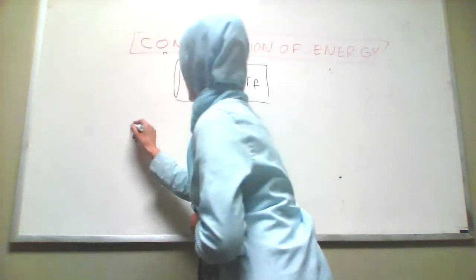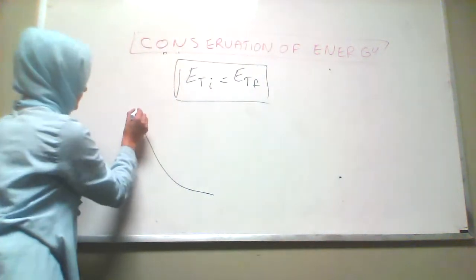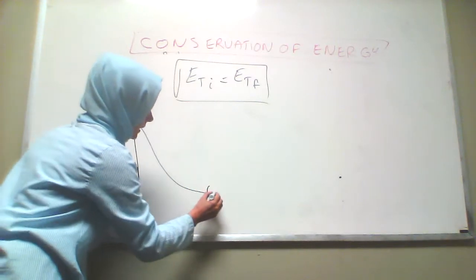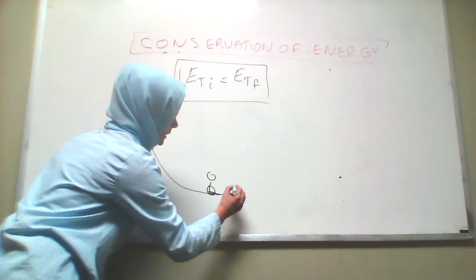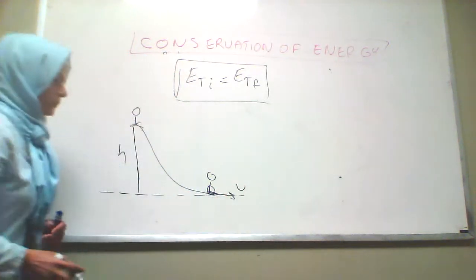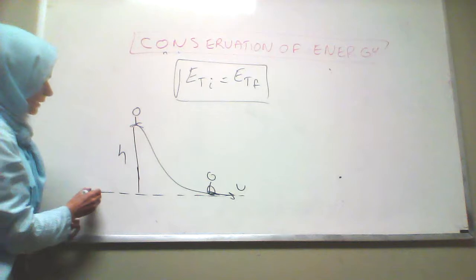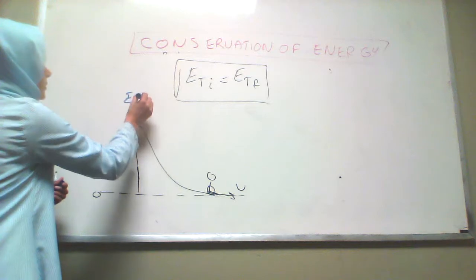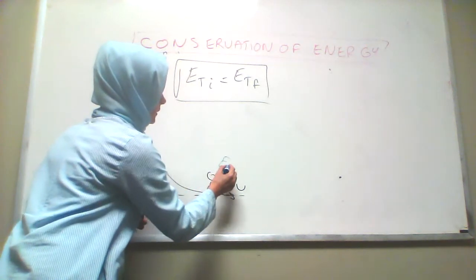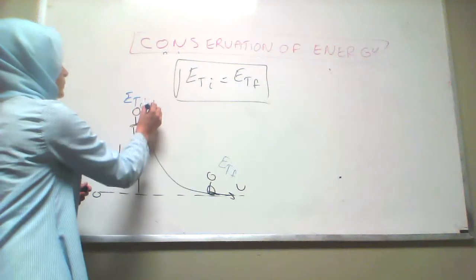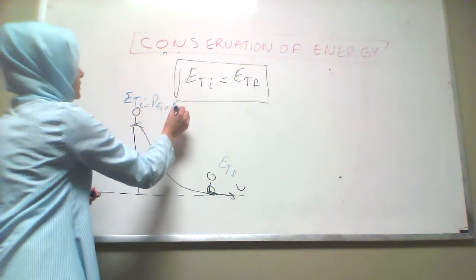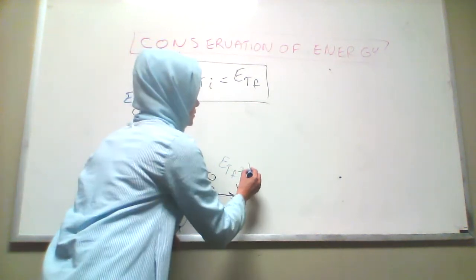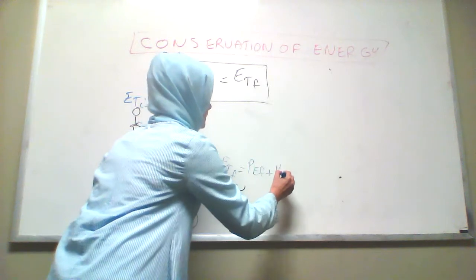Let's say we have a child sliding down a slide. He's sitting here, the slide has a height, and as he comes down here, he will have velocity. Assume that the slide is on the ground. We take the ground level as the zero level. If there is no friction here, the initial total energy of the child is conserved and is equal to the final total energy. Initial total energy will be potential energy initial plus kinetic energy initial, and final total energy will be potential energy final plus kinetic energy final.